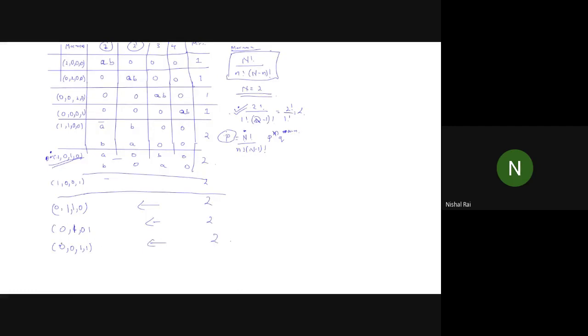Now that's it. Now count: 1, 2, 3, 4, 5, 6, 7, 8, 9, 10. So the total number of macrostates was 10. Now the total number of microstates was 2, 4, 6, 8, 10, 12, 13, 14, 15, 16. The total number of microstates was 16, which is exactly given by 4 to the power 2, 4 into 4. Clear?